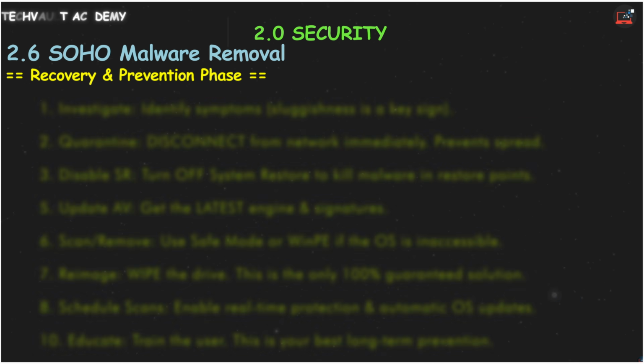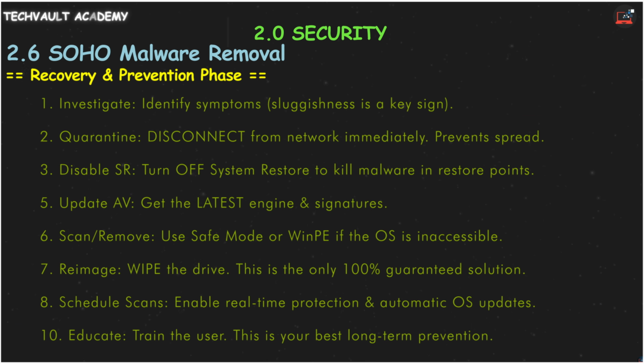To summarize the key ideas, the only 100% guaranteed removal method is to re-image the OS. This 10-step process is for data recovery before you do that. Always remember the critical first action is to quarantine the system. If Windows won't boot, use safe mode or the Windows recovery environment. And finally, after cleaning the system, harden it with updates and, most importantly, educate the user.